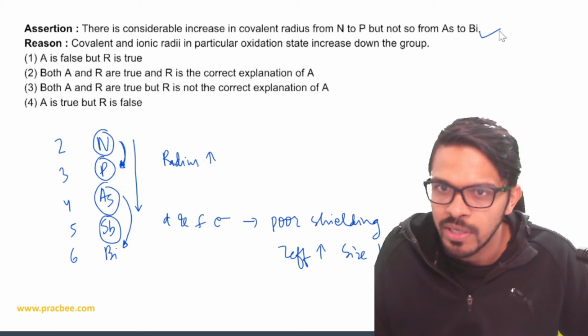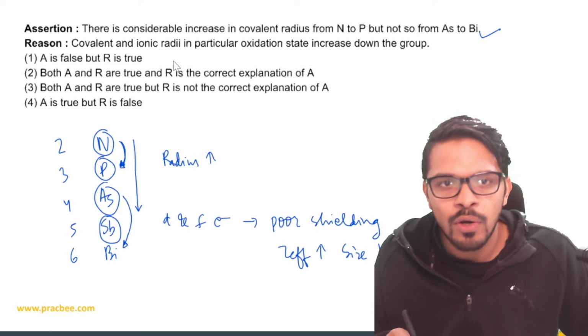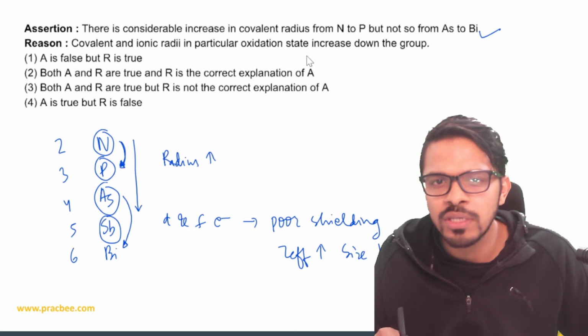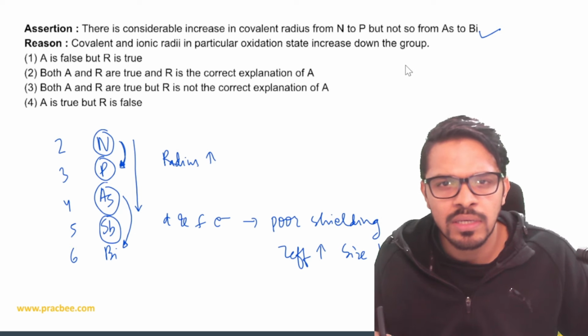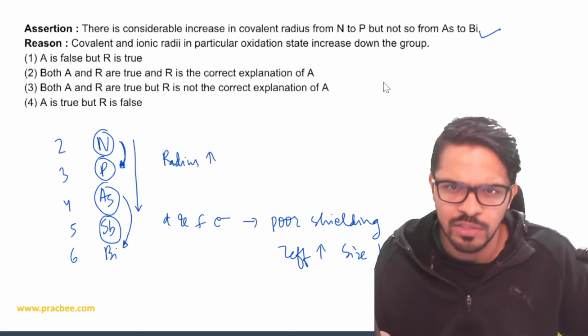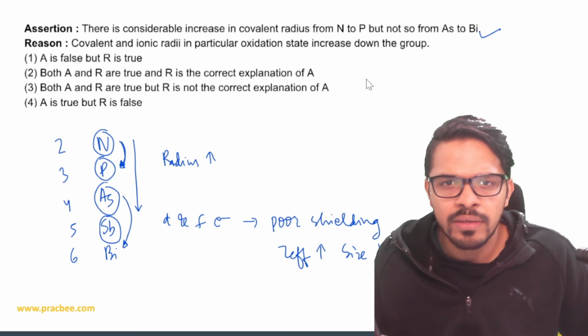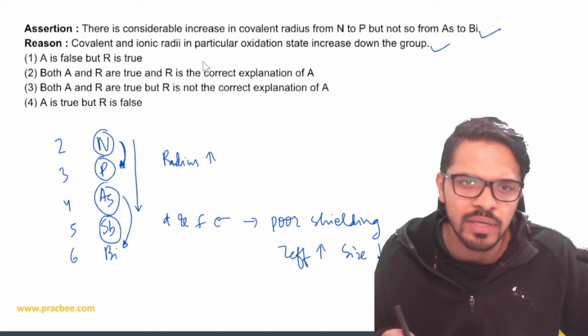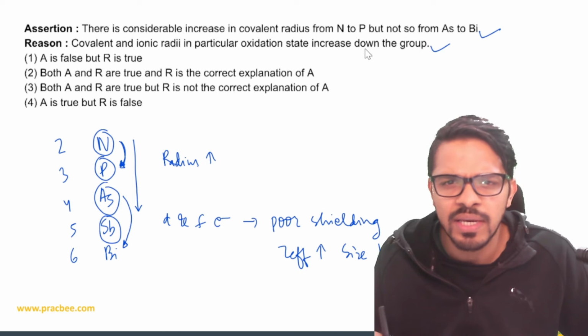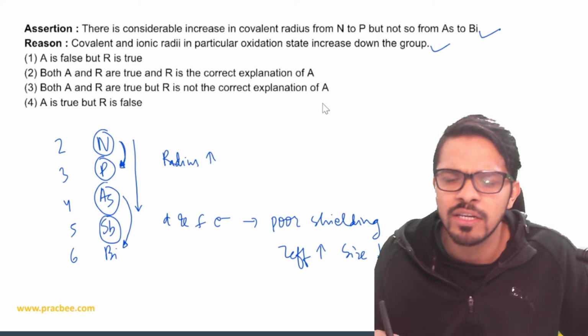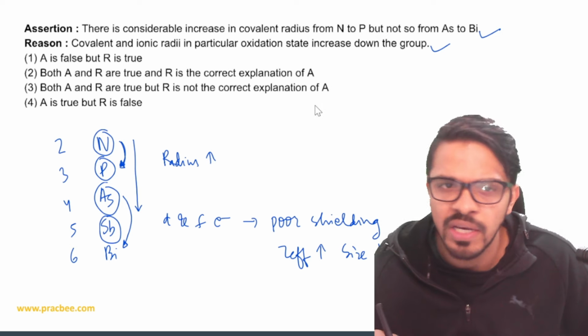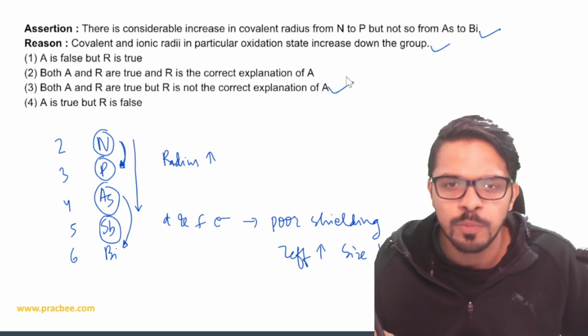So the first statement is correct. Covalent and ionic radii in particular oxidation state increases down the group. That is correct. As we go down, the covalent and ionic radii increases down the group. So both are correct, but the second is not the correct explanation, as the correct explanation would be the poor shielding of d and f electrons. So the answer should be 3.